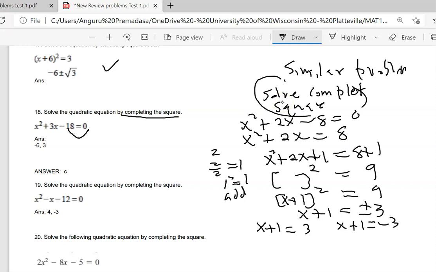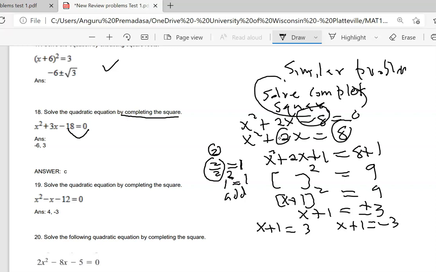I want to solve x squared plus 2x minus 8 equals 0. So I take the constant over to this side, and now x squared plus 2x. Now I go to the middle term. Watch the steps. I take the middle term, divide it by 2, and you get 1. And then I square that.